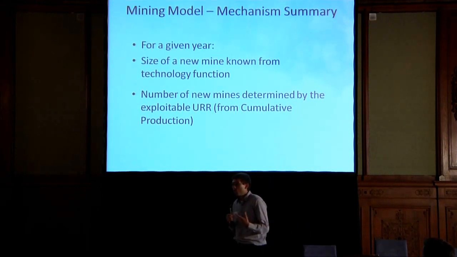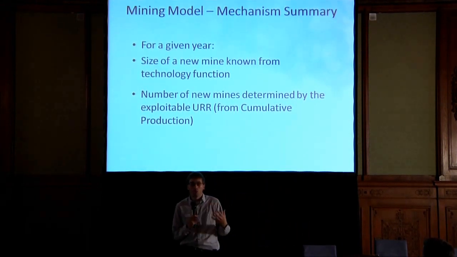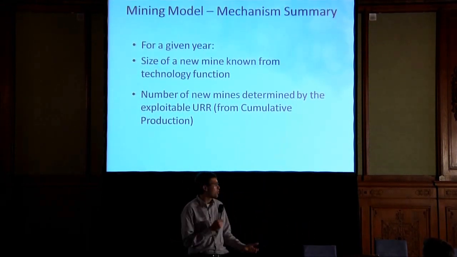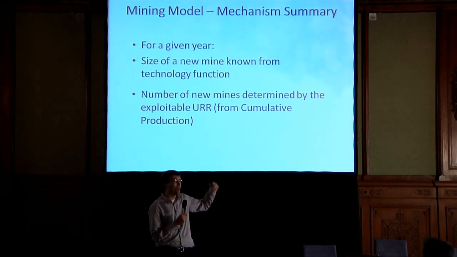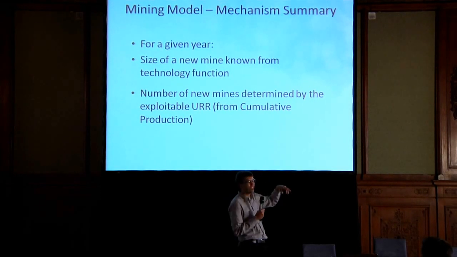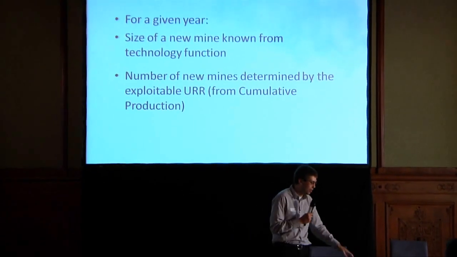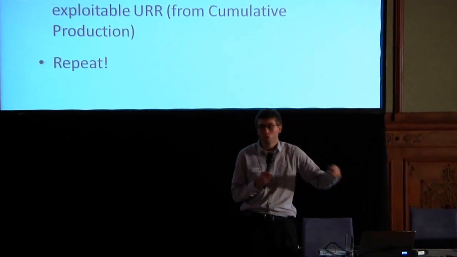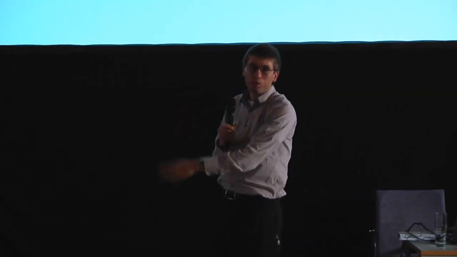So now the question is, how many mines do we put online? That answer comes from the cumulative production, which we use to calculate an exploitable URR, which we then use to put the number of mines online. So it's a little bit convoluted, but it'll make sense a little bit later. And then we just go on to the next year and keep going until we have put all the production online.